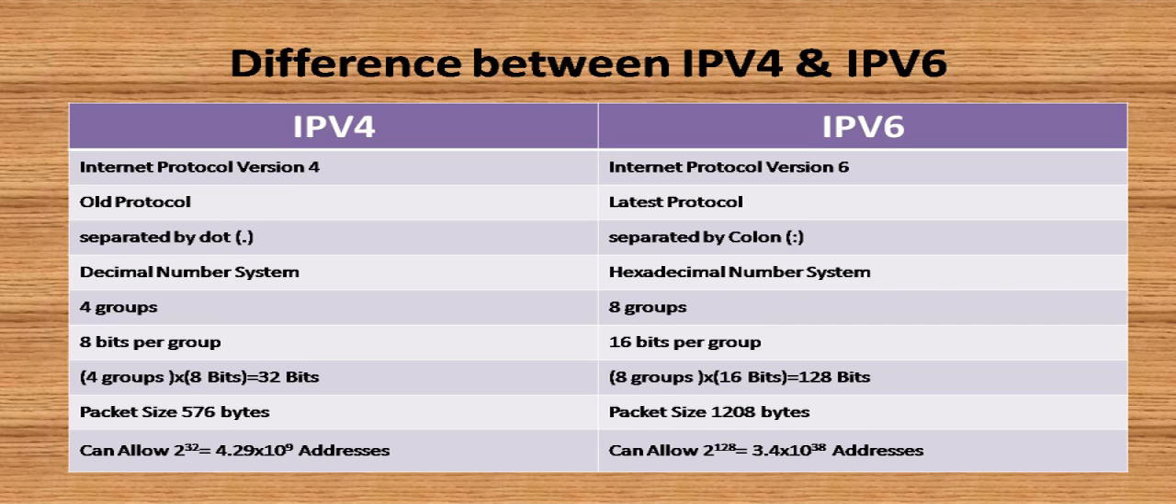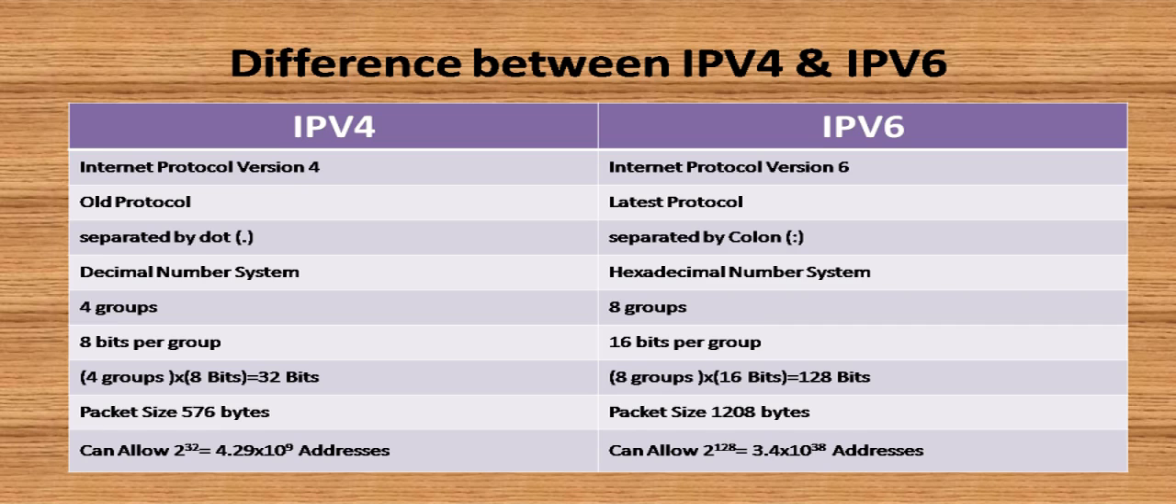IPv4 stands for Internet Protocol version 4 and IPv6 stands for Internet Protocol version 6. IPv4 is an old protocol and it is getting obsolete now, and IPv6 is the latest protocol. The IP address of IPv4 is separated by dot and the IP address of IPv6 is separated by colon. This is the major difference between these two versions.